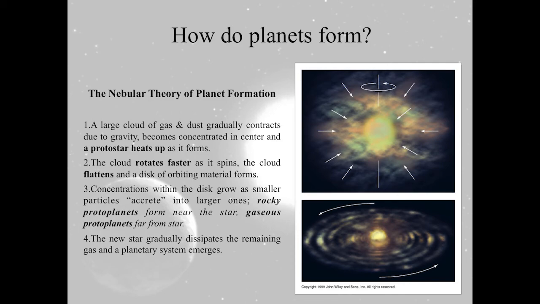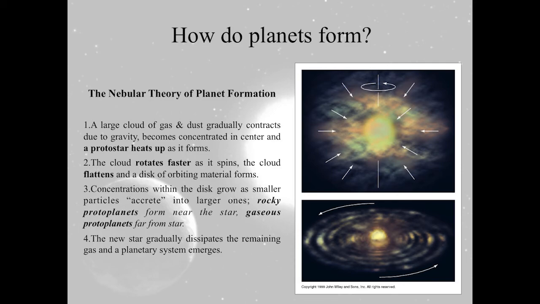The cloud's going to slowly, gradually contract as the particles are all exerting a gravitational force on each other. And as they do that, it's going to become more and more concentrated, or denser, in the center. And you can probably guess that sooner or later, as it continues to get hotter and denser, that's going to eventually turn into a star. At first, we call it a protostar before it really fully lights up and provides a lot of energy.